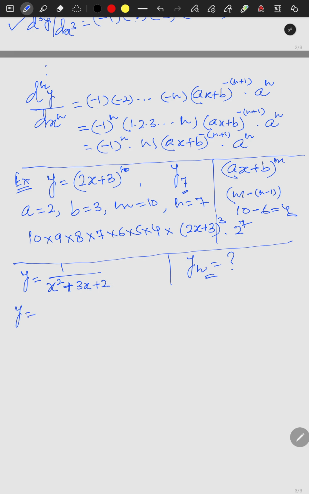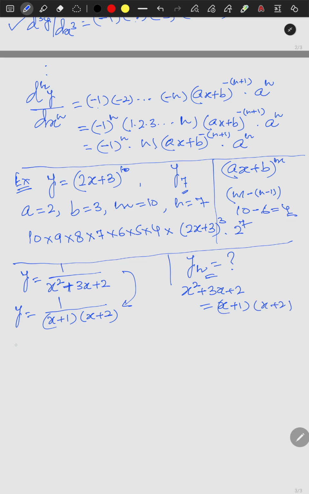So first of all we will factorize this, or break this quadratic term as a product of two linear terms. So you can easily find that this can be written as x plus 1 multiplied by x plus 2. So this is the same function. Okay, what we are doing, we are writing x square plus 3x plus 2 as a product of two linear functions, x plus 1 and x plus 2.